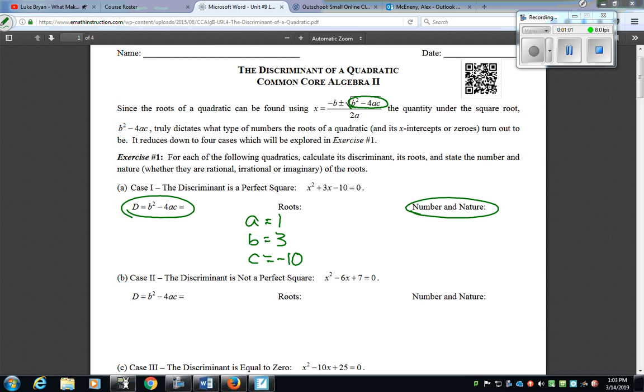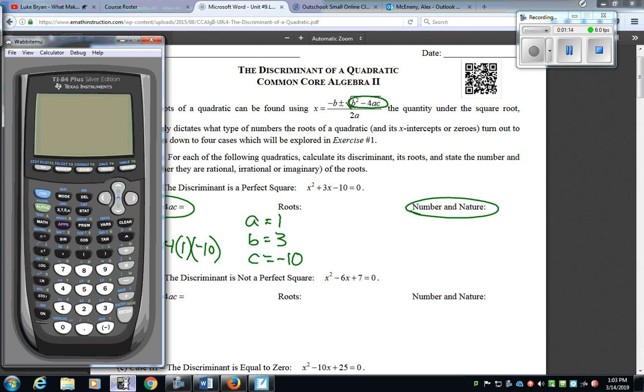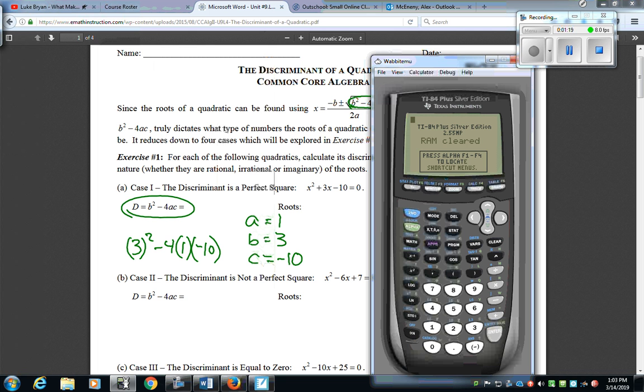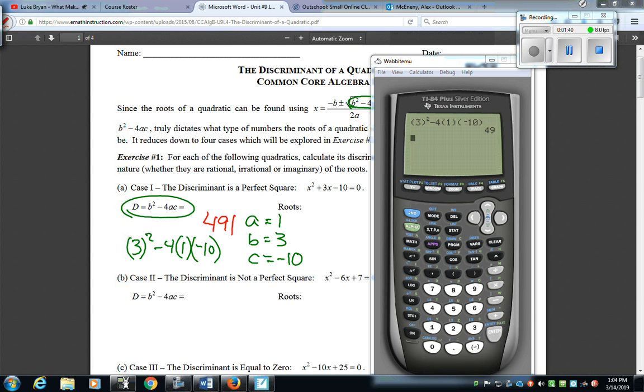So you have 3 squared minus 4 times 1 times negative 10. And then you can take the calculator and put that in the calculator. Parentheses 3 squared minus 4 parentheses 1 and the negative 10. So you end up getting 49. So 49 is the discriminant, and that's a perfect square. It's the perfect square of the number 7.